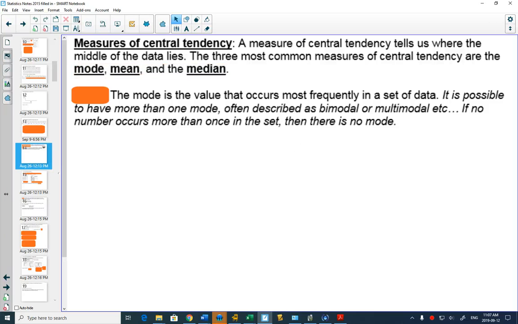A measure of central tendency tells us where the middle of the data is, but there's more than one way to look at the middle of the data, and each of them has important aspects. The most common one that you probably know is called the mean. The mean is your arithmetic average, but we're also going to look at the mode and the median.